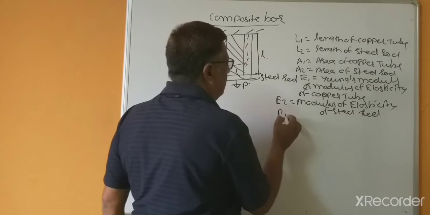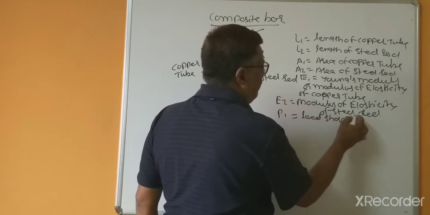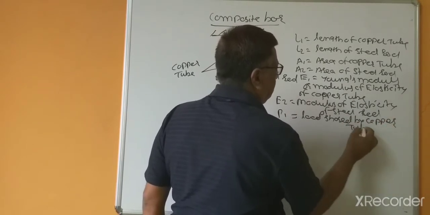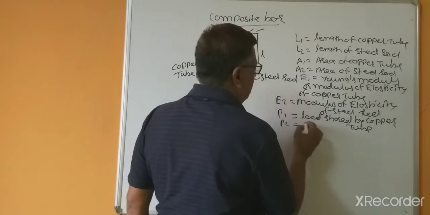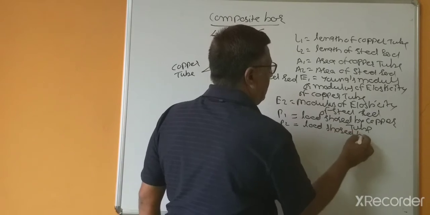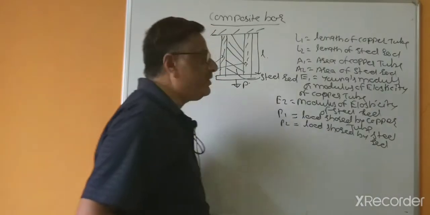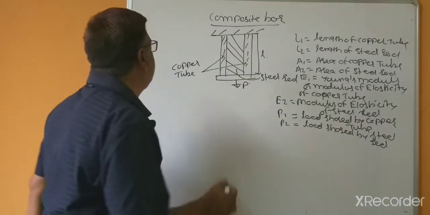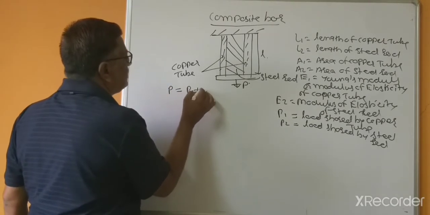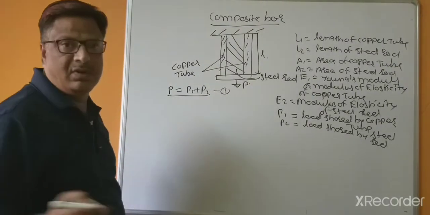Now suppose P1 is the load shared by the copper tube and P2 is the load shared by the steel rod. Because the load is shared by the two materials, P equals P1 plus P2. This is the first equation.